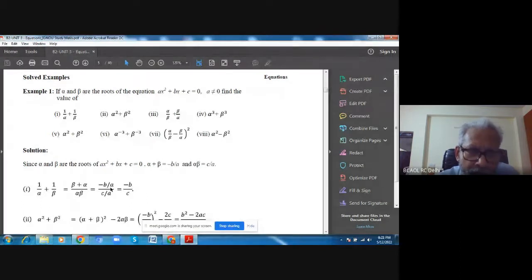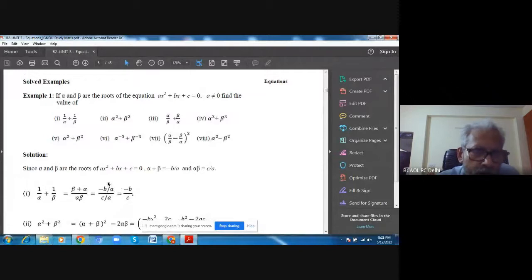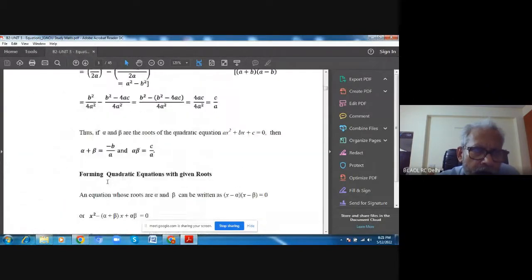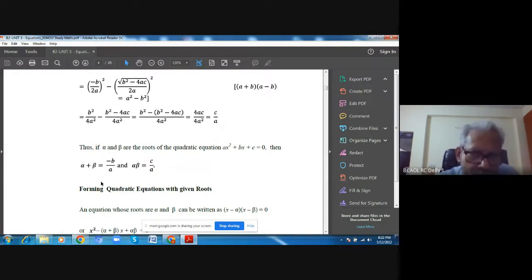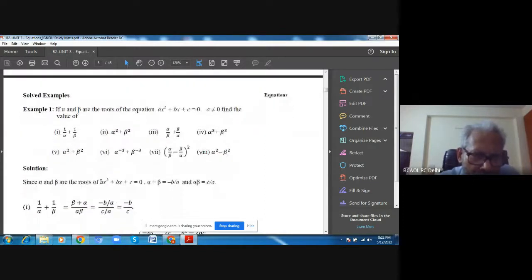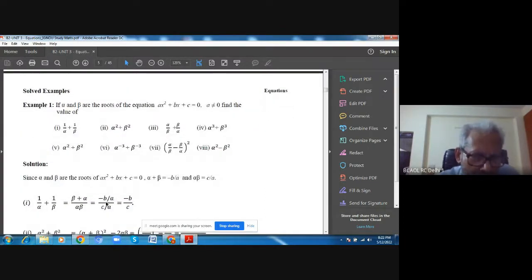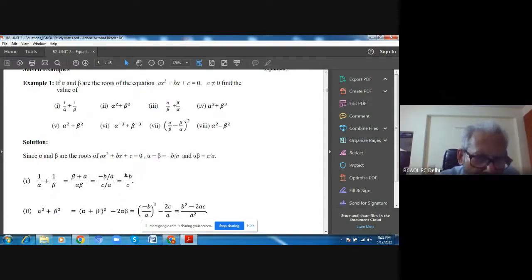Minus b by a. How has it come? Because we know the sum alpha plus beta is equal to minus b by a. That is already proved. And alpha beta is c by a. So we can write here minus b by a, and alpha beta is c by a. So after the calculation, we are getting minus b by c. So this is only a one-line answer.